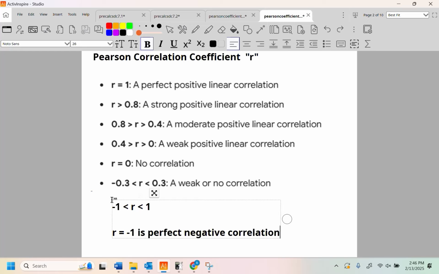Now, if you're actually listening to the audio here, a negative correlation would be something like the amount of time spent on TikTok and my grade in Mr. Milbrath's Algebra 2 class. A positive correlation would be the amount of time I spend actually trying to learn the content and my grade in Mr. Milbrath's class.